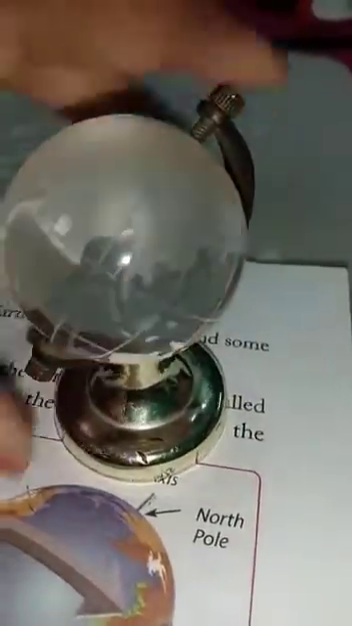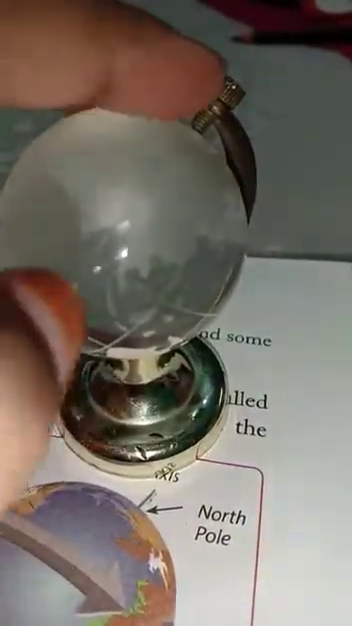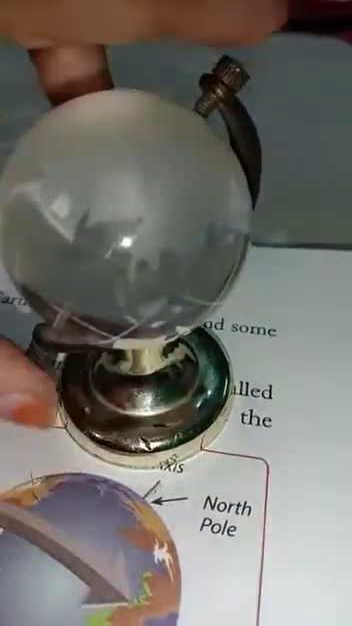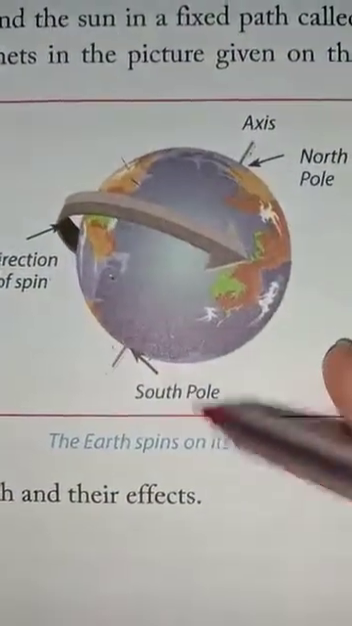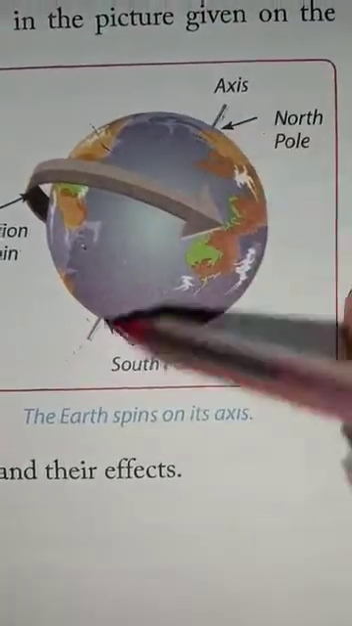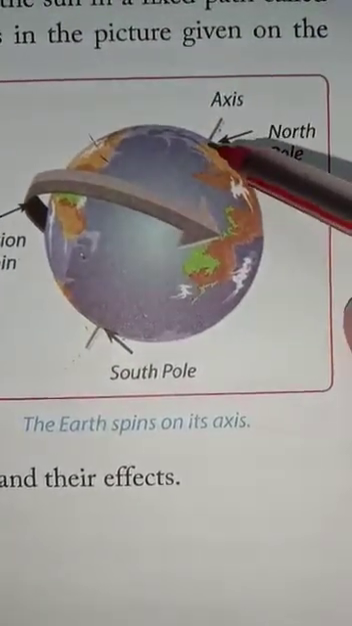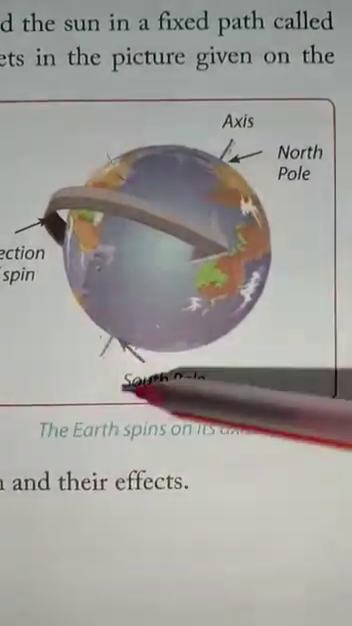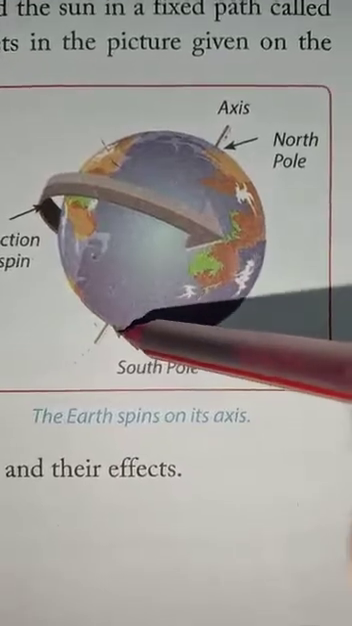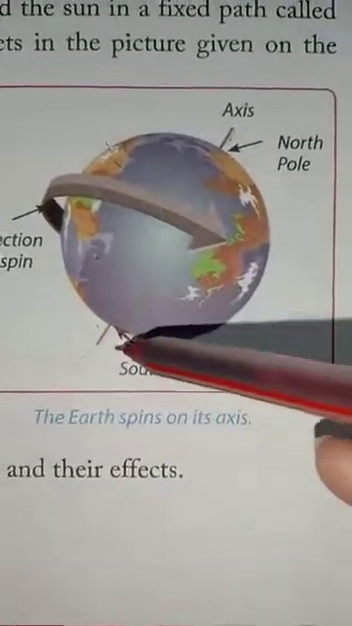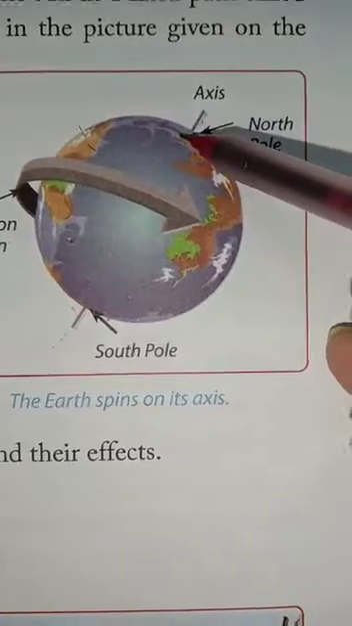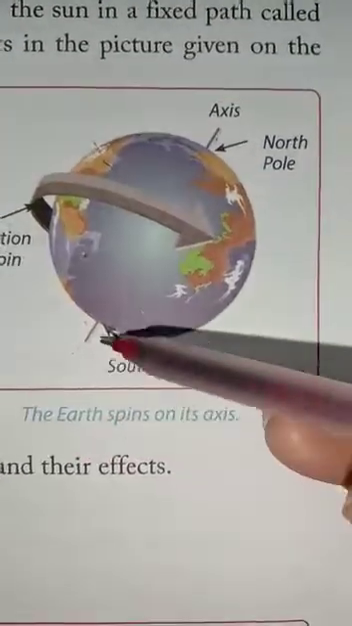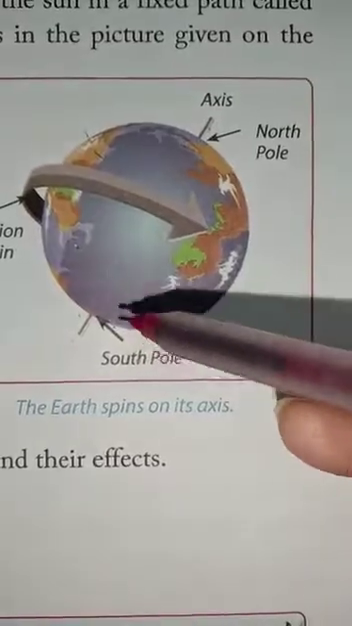And this axis is tilted at an angle. Tilted means, see, it is slanting like this. This axis is not straight. It is tilted at an angle. And the northernmost point is called the North Pole, while the southernmost point is called the South Pole.